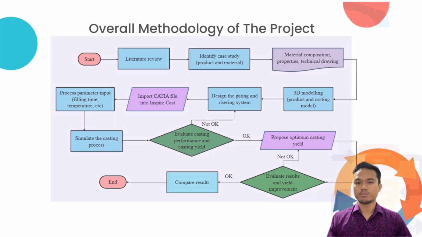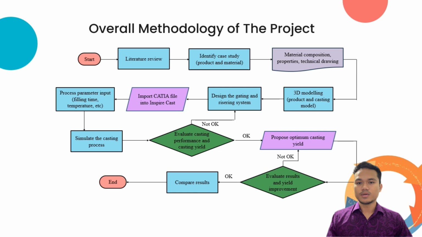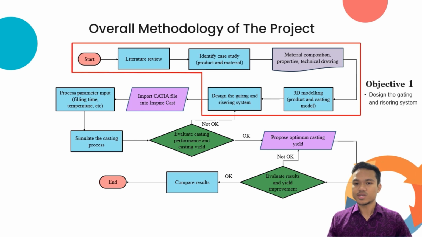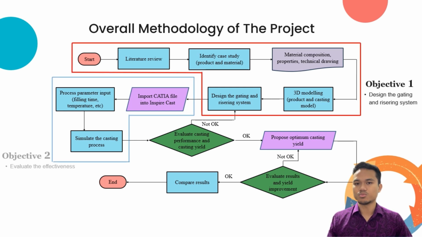Alright, now for the methodology. Here's the flow process of my project. The project starts off by doing some literature review, and then I have to identify the case study from the technical drawing. I do the 3D modeling. There were two models, the product and the casting model. I'll explain later why. After that, based on the model, I designed the gating and risering system. So that's basically the first objective.